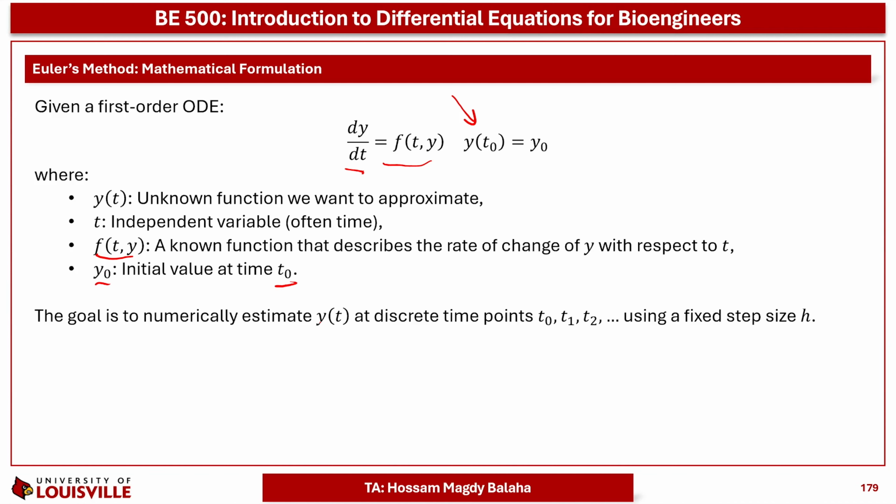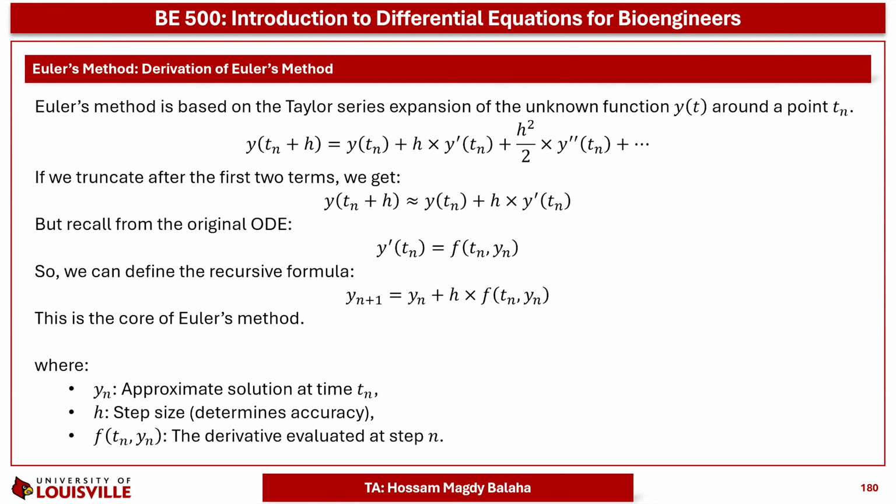The goal here is to numerically estimate y of t at discrete time points t0, t1, t2, until you reach tn minus 1, which is the last point, with a fixed step size h. So how can we do that simply? We can use this equation directly. But how is this method or equation derived?